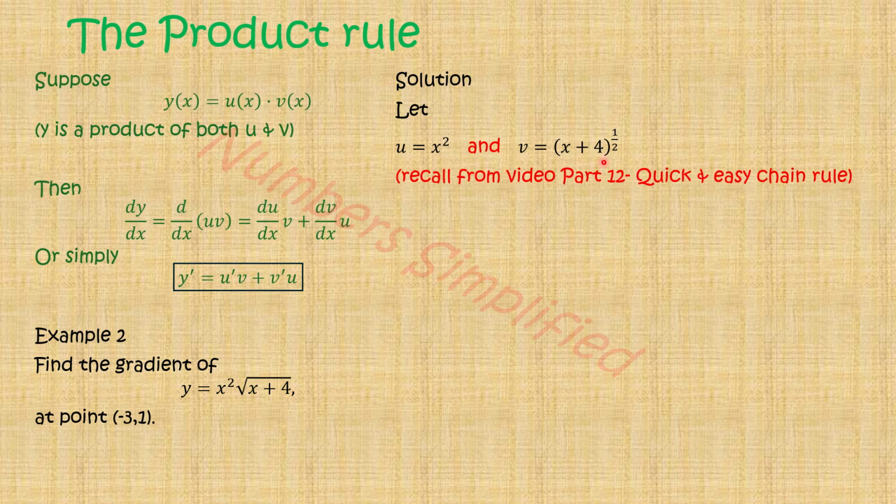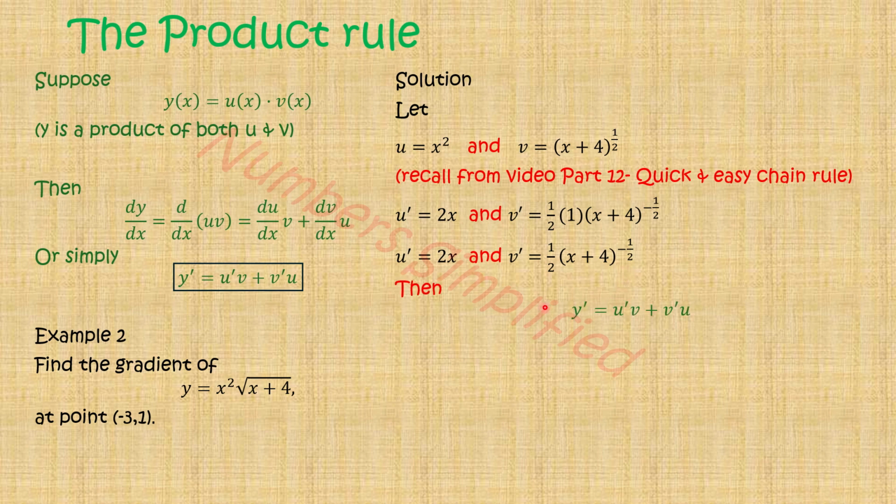So now we would also recall from our part 12 quick and easy chain rule approach. We know that we can find the first derivatives of u and v using this approach. So this would imply that u prime becomes 2x and v prime becomes half times 1 times (x plus 4) raised to the power minus a half. And simplifying that further, we just have v prime becoming a half times (x plus 4) raised to the power minus half.